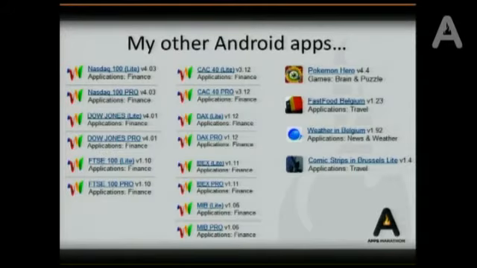Okay. So these are the other indexes that I provide. So Dow Jones, FTSE, CAC, DAX, IBEX, and MIB, and all the other applications I did. And I'm providing free and pro applications.